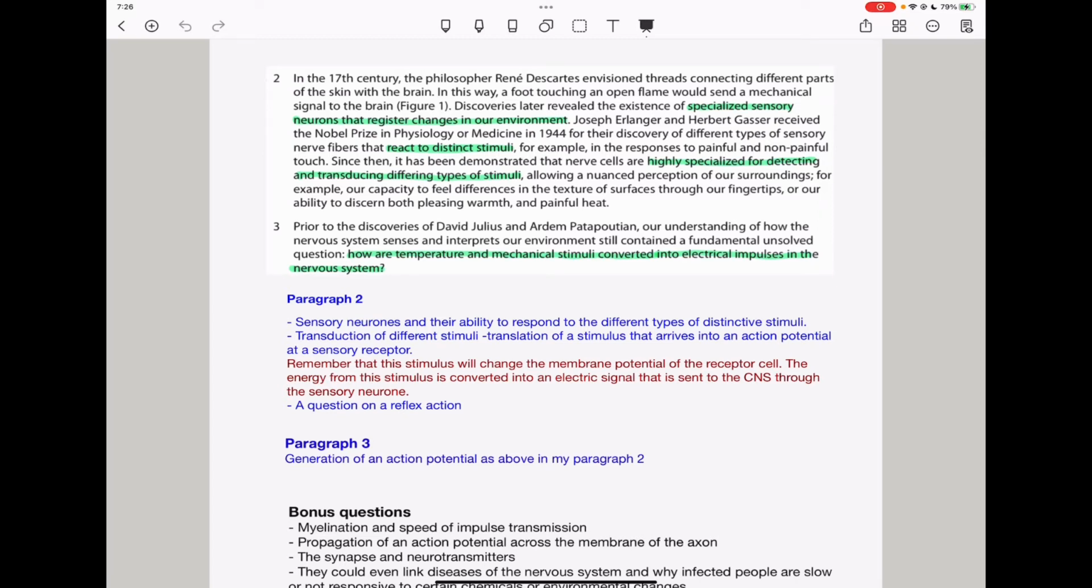They could also ask a question about a reflex action. This is not direct, but I just thought about it. So you have to revisit what is a reflex action and how does it occur.